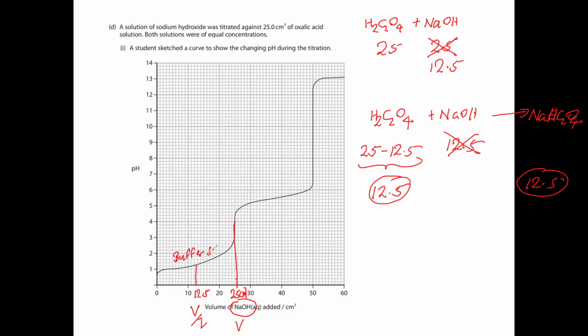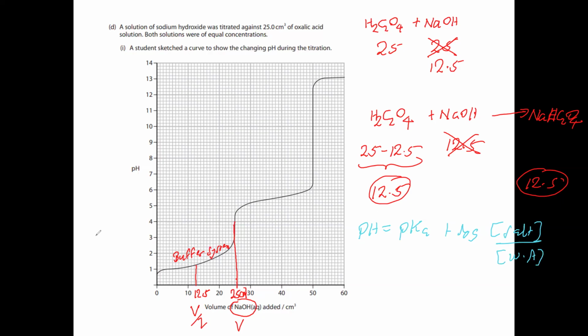For a buffer system of a weak acid and a salt, there's an equation to find its pH value. You have to remember that equation. That equation tells pH equals pKa plus log salt concentration divided by weak acid concentration.